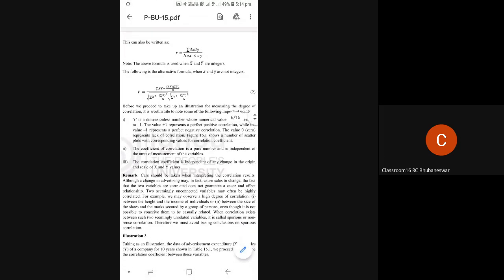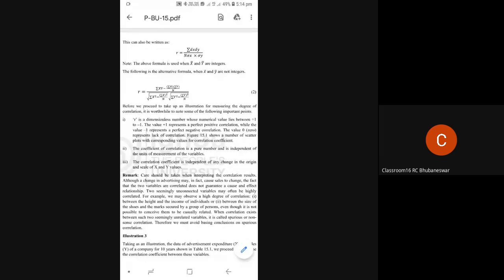So the value plus 1 represents a perfect positive correlation, while the value minus 1 represents a perfect negative correlation. Whichever side it is closer to, accordingly you will draw the conclusion. If the value is 0, it means there is no correlation, as in the case of a scatter diagram where all the dots are scattered randomly.